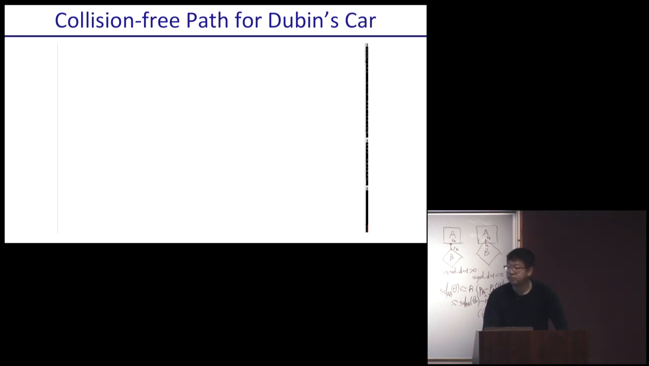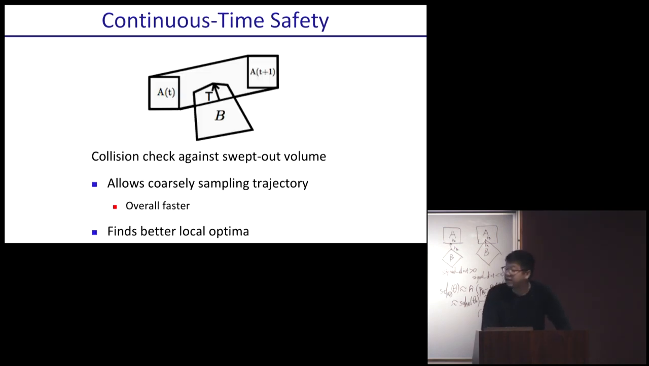Can you explain the figure in the previous slide? This one? Yeah. Okay. So AT is the robot arm at time step t, and AT plus 1 is the robot arm at time t plus 1, and the shaded area is the volume the robot arm swept out, and B is some obstacle you want to avoid. Although AT and AT plus 1 did not collide with B, the volume actually collides with B.